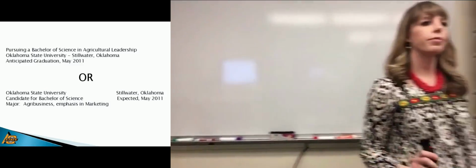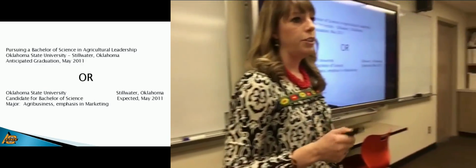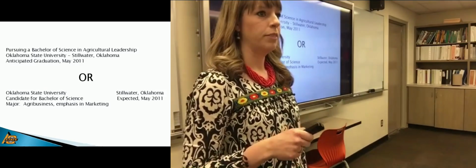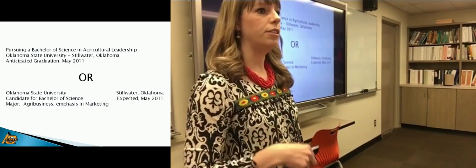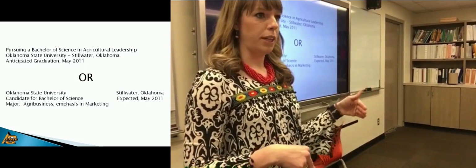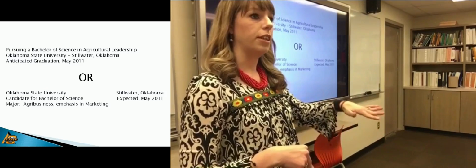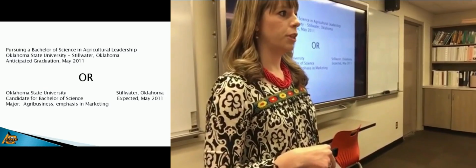Yes, sir. So what if you have multiple degrees? Like, how do you break that down and divide it up? Sure. So what I would do is list the degree that you're working on currently as the first one. So going in reverse chronological order. So if you're currently at OSU, you'd list that first, your anticipated graduation date, and then below that, like if you have an associate's degree or if you were at a junior college, list those underneath. Good question.